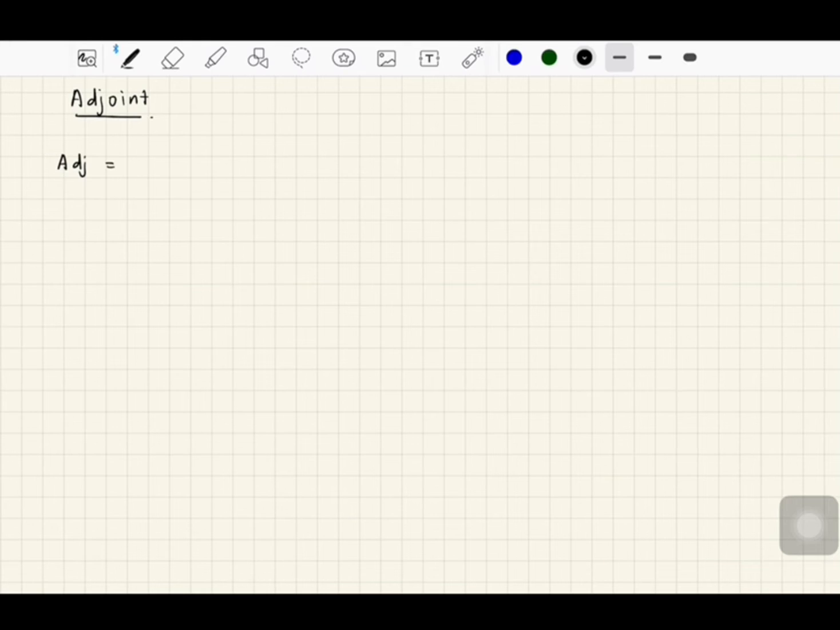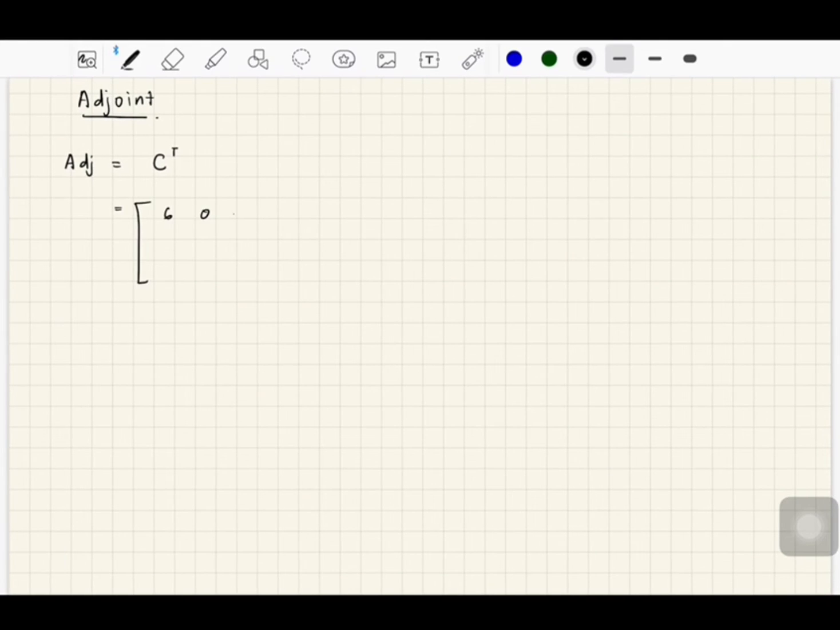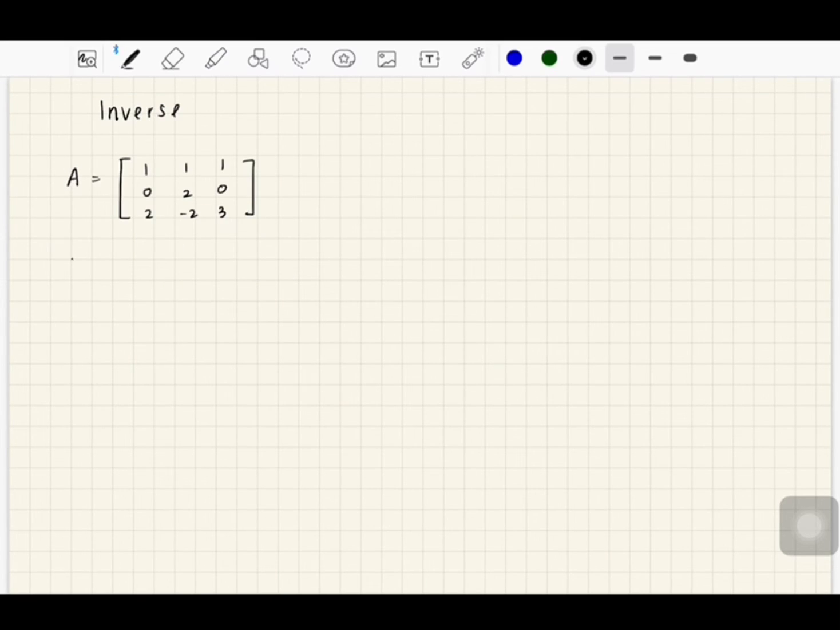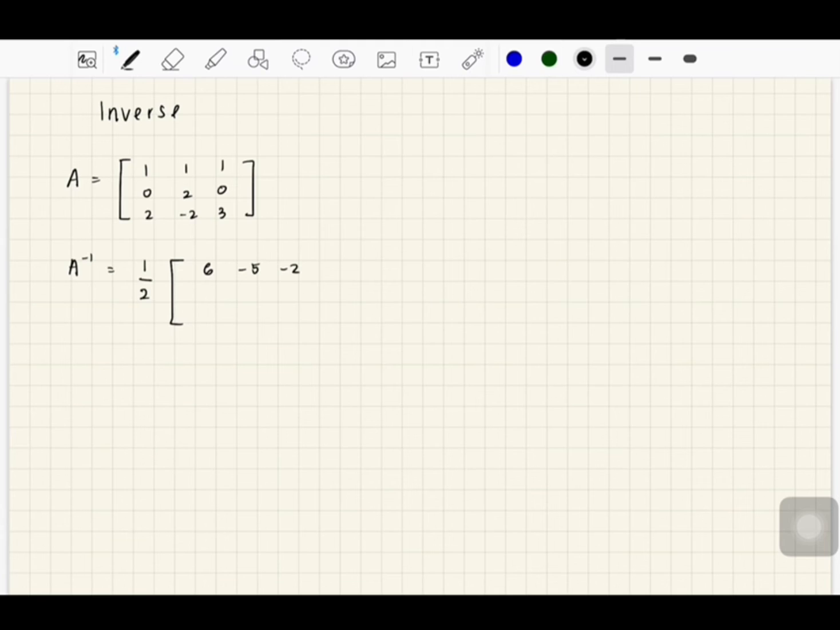The last step to find the inverse is to find the adjoint, which is simple. You just have to transpose the cofactors. And lastly, you can see the answer on the screen. So now we can find the inverse of matrix A. What we need to do is divide 1 by the determinant that we have gotten, which is 2, and multiply it by adjoint A.